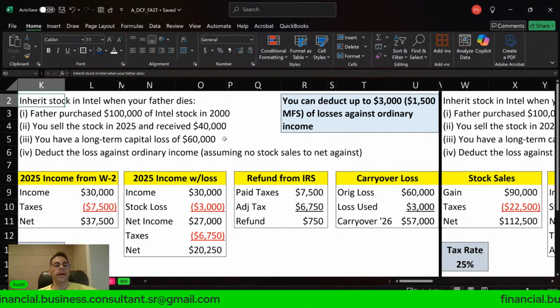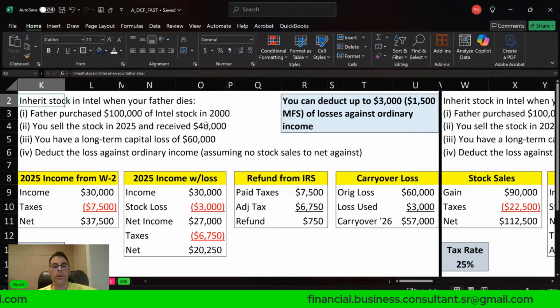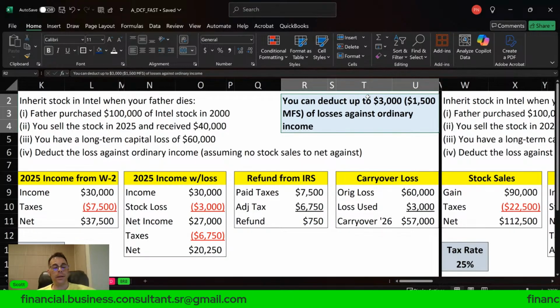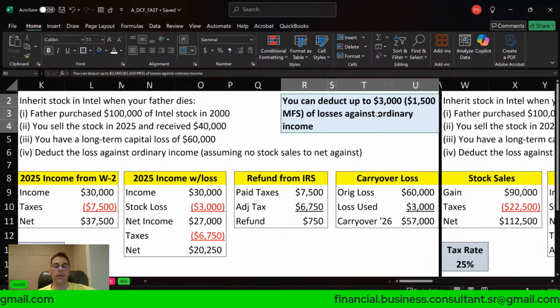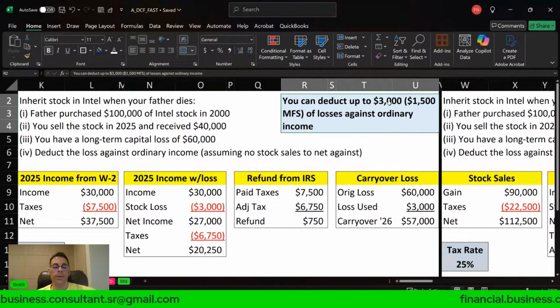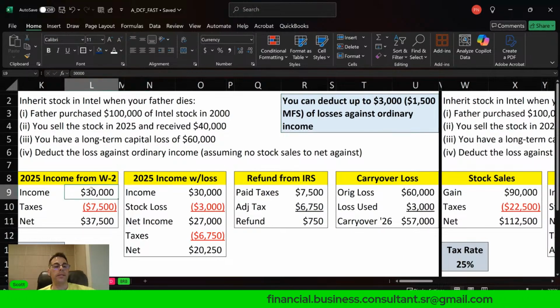So you have $60,000 long-term capital loss. So you could deduct up to $3,000 a year. That's if you're filing single. If you're married filing jointly, it's still $3,000 between the two people. If you're married filing separately, then it's $1,500 each. So you're single, you can deduct $3,000. So that's what you do. So this is how it works.